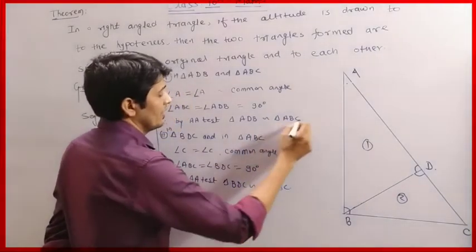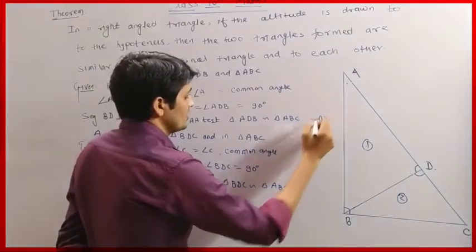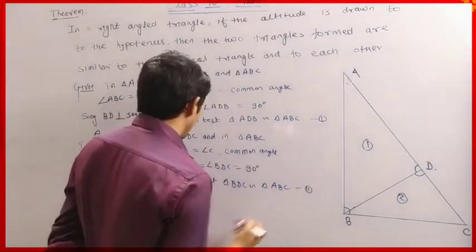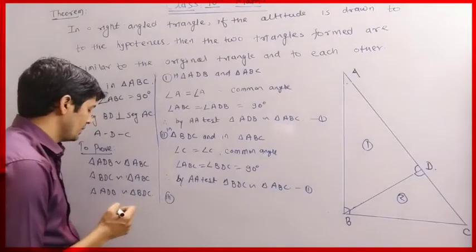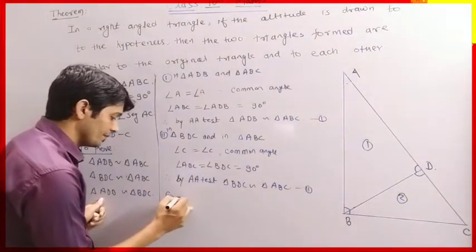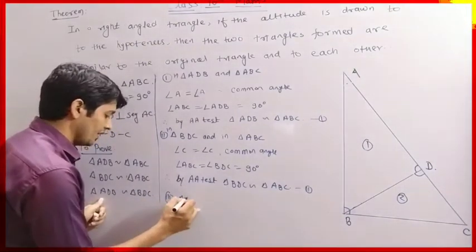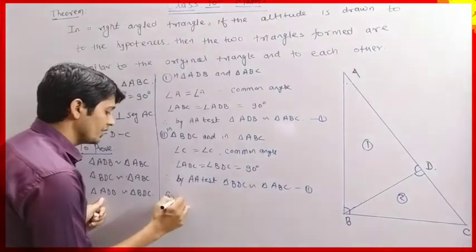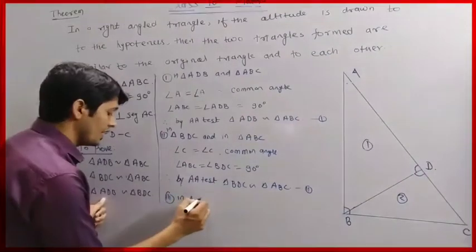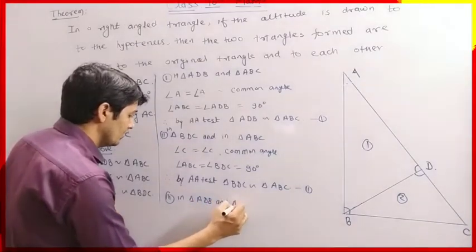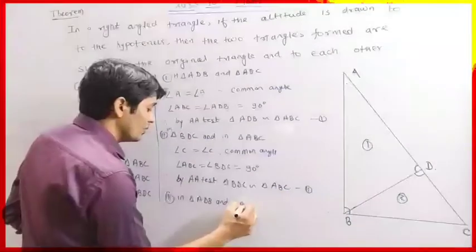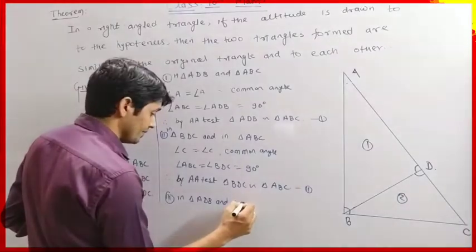Okay, so here we have proved the first part, and here we have proved the second part. Now the third part. What is the third part? In triangle ADB and triangle BDC.